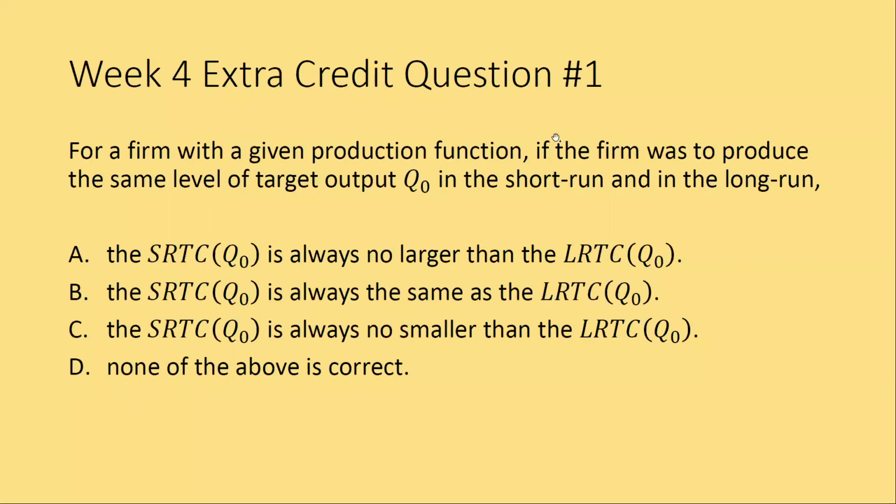All right, so this is an extra credit question. If a firm has a fixed production function, and the firm wants to produce the same target level of output in the short run and in the long run, which one of the following is true?